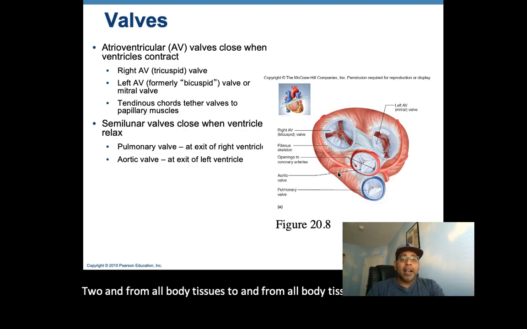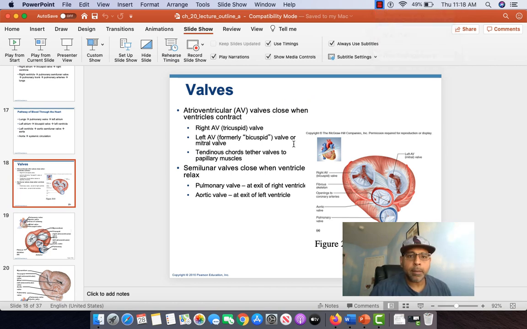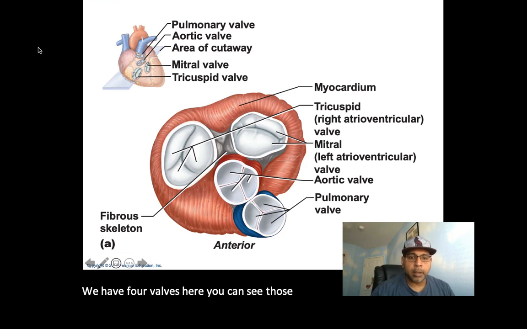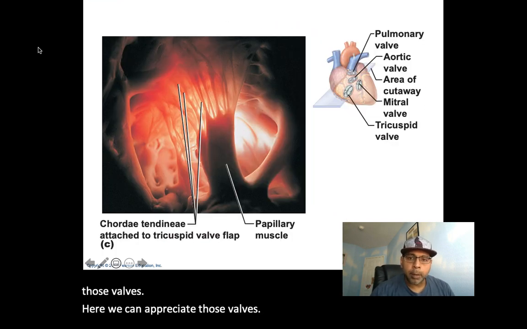Let's talk about our valves. Now, when we talk about the valves, we're going to have 4 valves. Here you can see those valves. Here we can appreciate a couple of them.